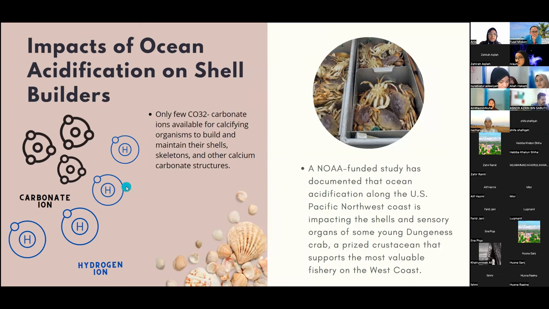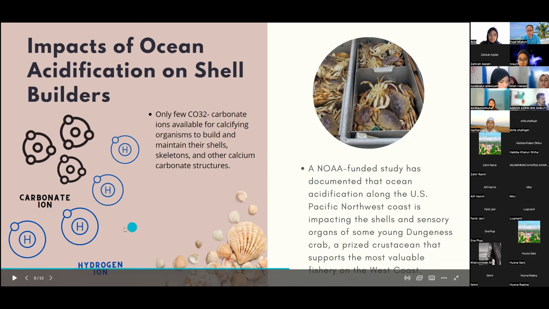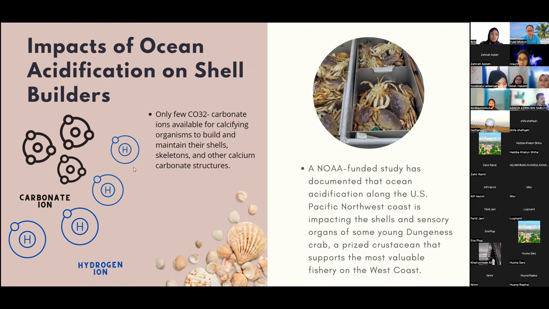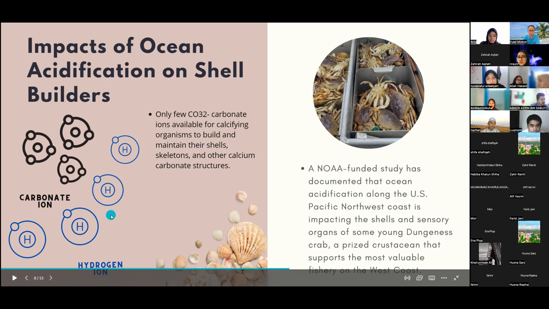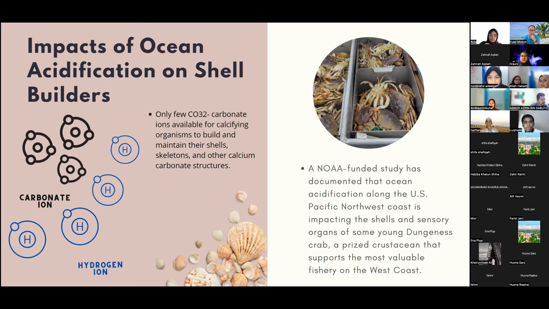Okay, since Sister Auni already explained to us how carbonate ions play an important role for the shell, the bicarbonate ion dissolves and can form hydrogen ions, which leads to increasing acidity. This hydrogen ion will subsequently prevent the carbonate ion, which is essential for the shell, from building and maintaining the shells, skeletons, and other calcium carbonate structures. Then you can see that these hydrogen ions will stop the carbonate ion from fusing with the shells of the marine organism.